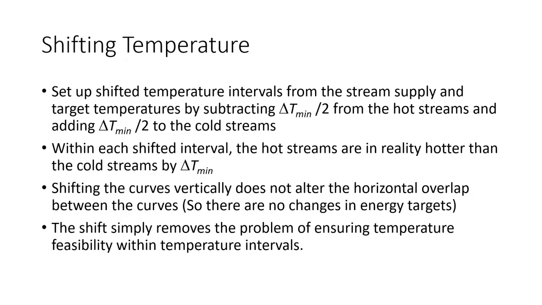So when I convert the shifted temperature to the actual temperature, what happens is that at a given temperature, the hot stream is actually delta T minimum by 2 hotter, and the cold stream is delta T minimum by 2 colder. So automatically the difference between the two streams would be maintained as delta T minimum. This we'll see as we proceed further.